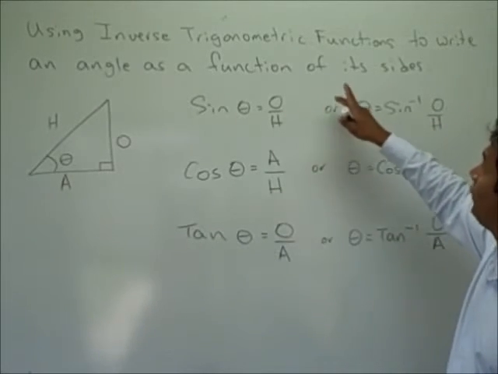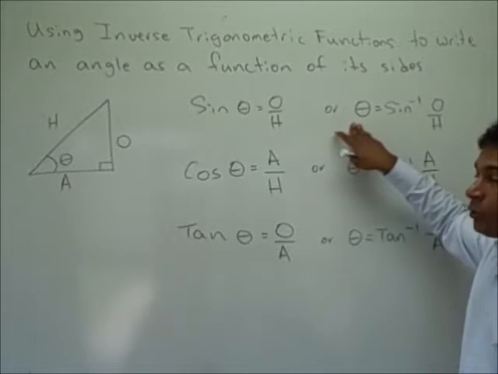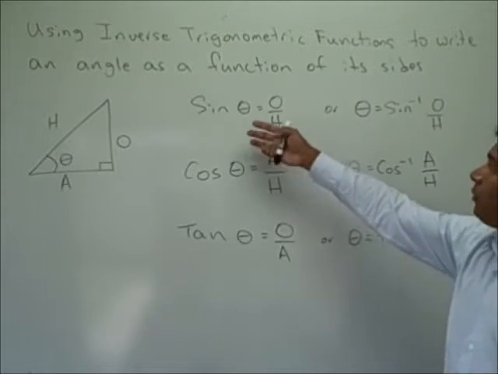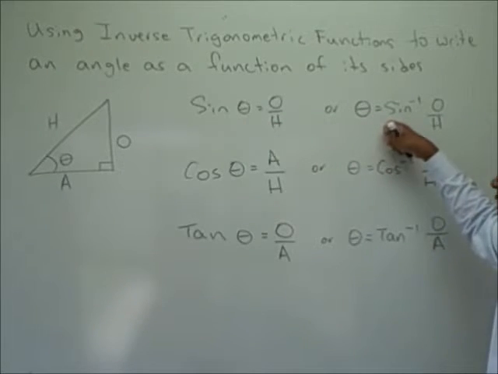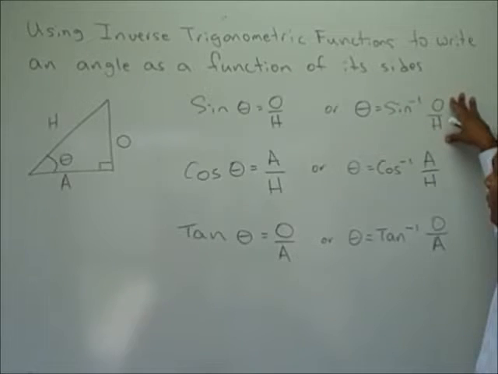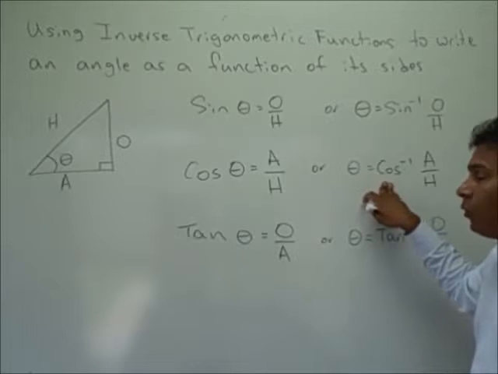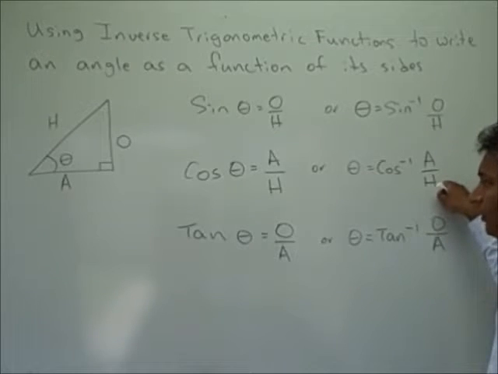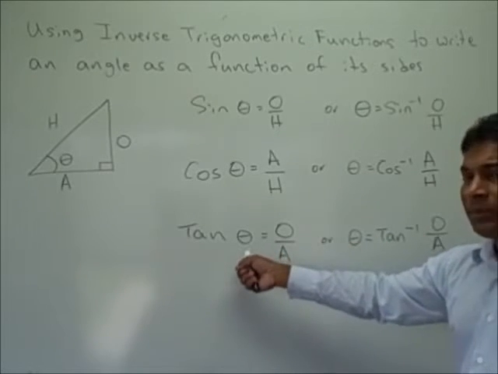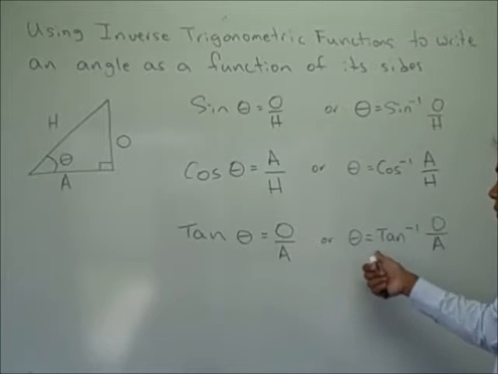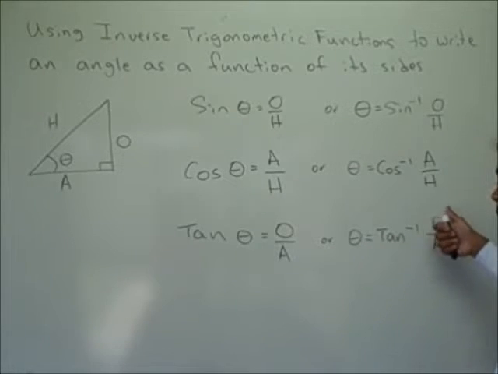To write our angle as an inverse trig function, we know from the sine that theta will be the inverse sine of the opposite over the hypotenuse. We know that theta from the cosine will be the inverse cosine of the adjacent over the hypotenuse. And from tan theta, we know that theta is equal to the inverse tan of the opposite over the adjacent.